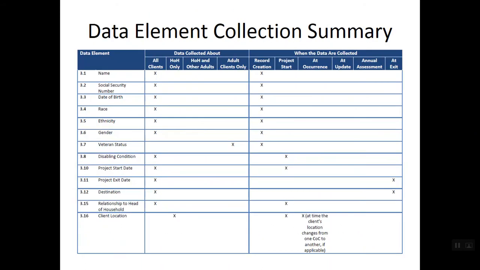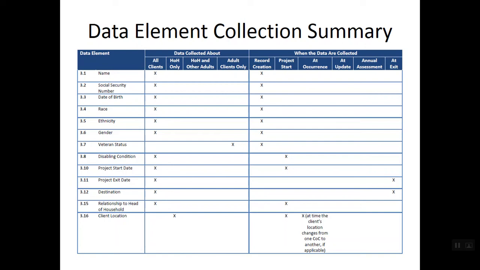So again, here we have each data element as they're listed. Which clients are we capturing this for? All clients, only heads of household, only adults. And then when are we collecting them? When we first create a record, when they come into a program, anytime we meet with the client and something is updated because things have changed, annual assessments, and when the client exits.